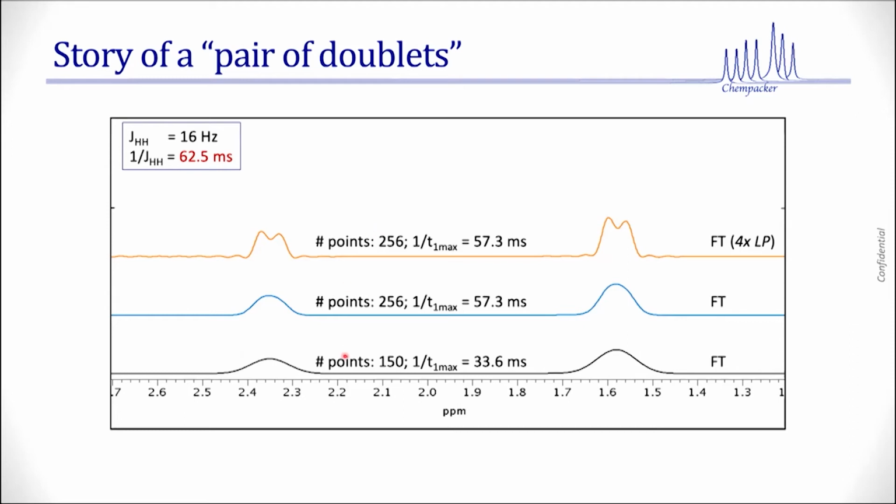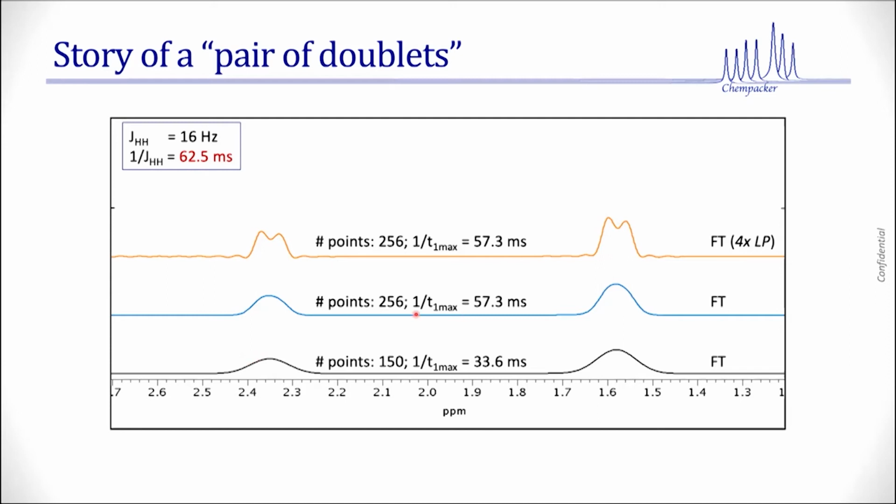This happens to be an interferogram of a toxic spectrum. There are two peaks in here, and each one is actually a doublet. I'm giving you the answer. This is a doublet, that's a doublet. They have a J coupling of 16 hertz. So 1 over J is 62.5. If your T1 max is 33.6, that's 115 points. Our Fourier transform method says that I can separate these two. I am giving you two singlets.